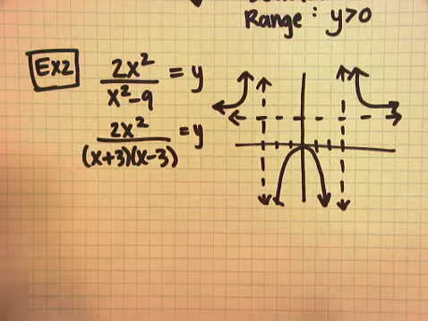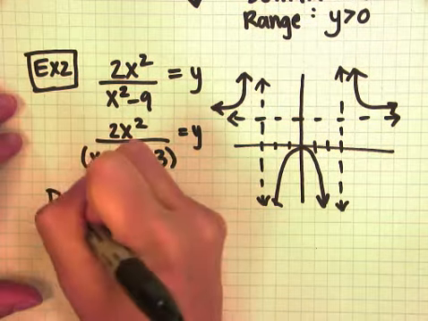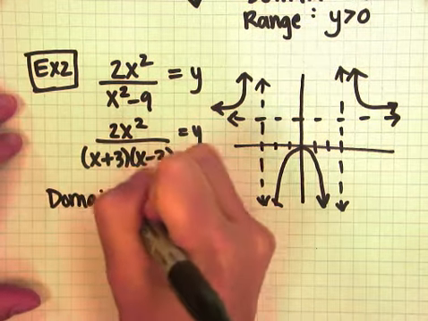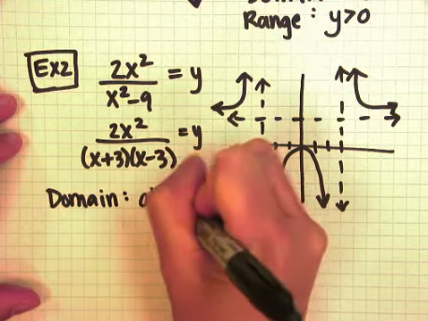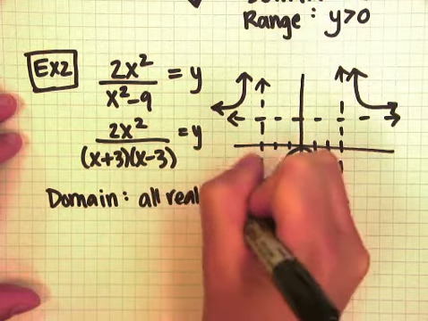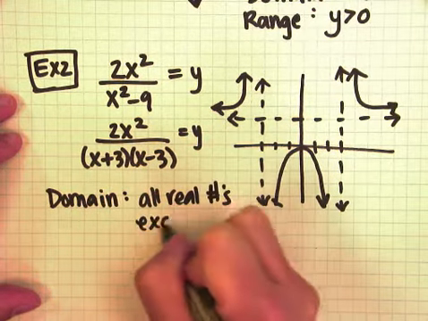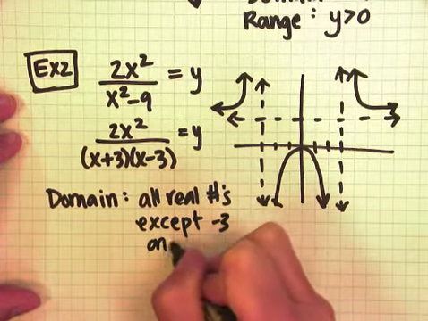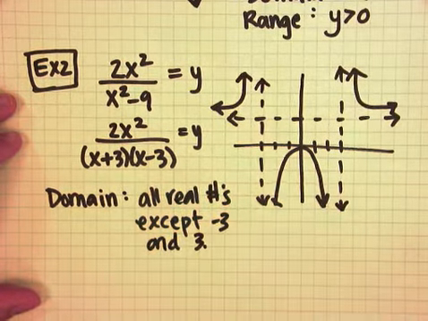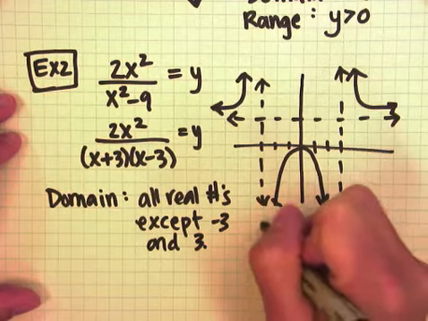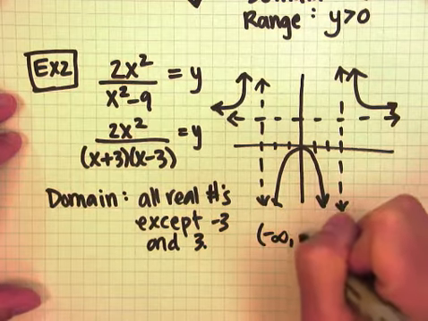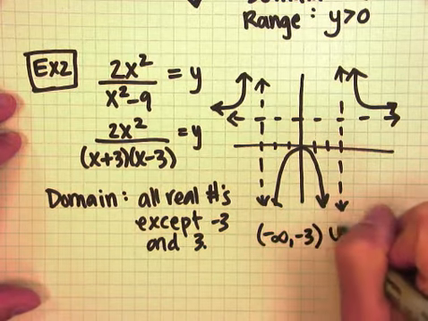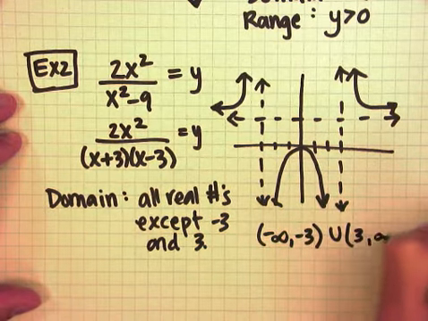If I were to look at the domain of this problem, I would say that my domain is all real numbers except -3 and 3. Another way to write this, if you want to in interval notation, would be to say from -infinity to -3, union from 3 to infinity.